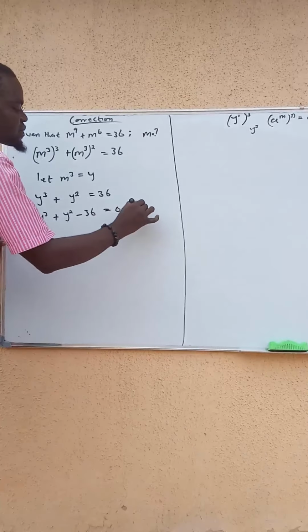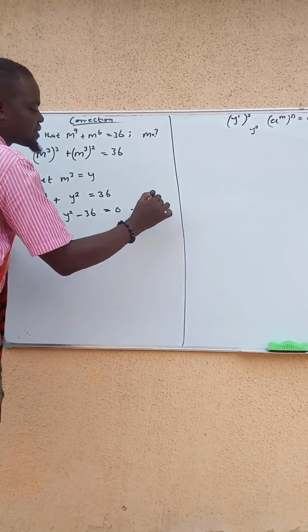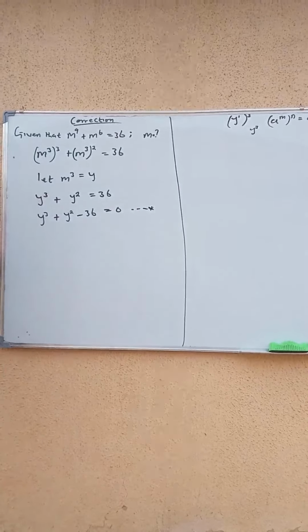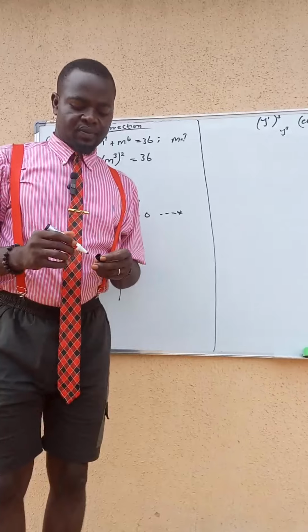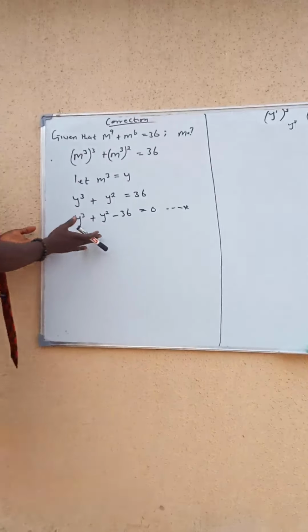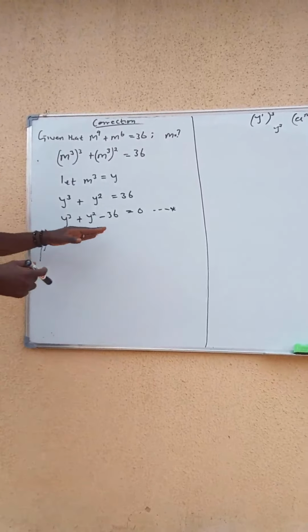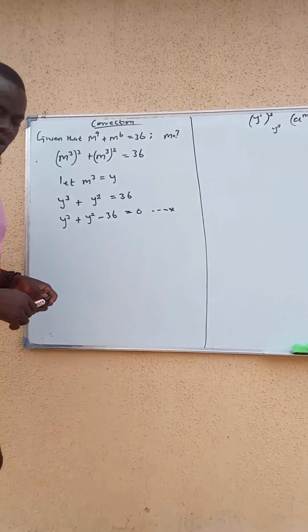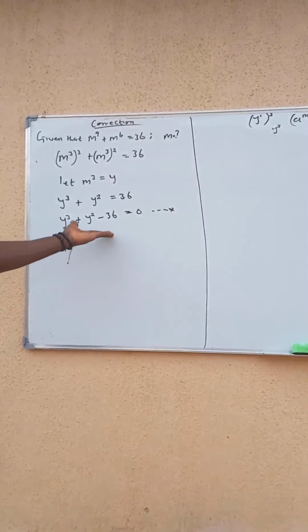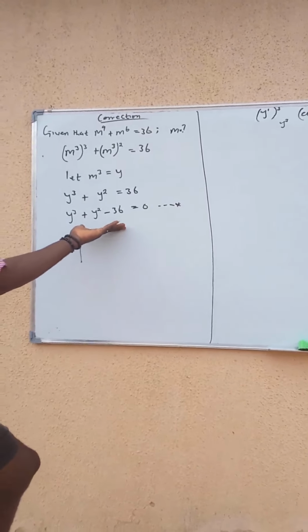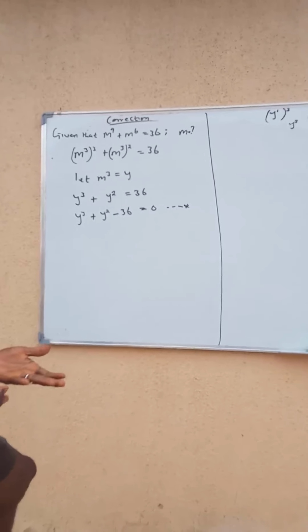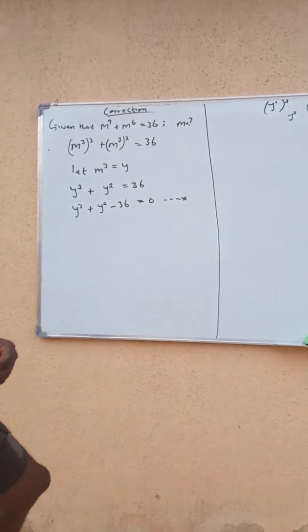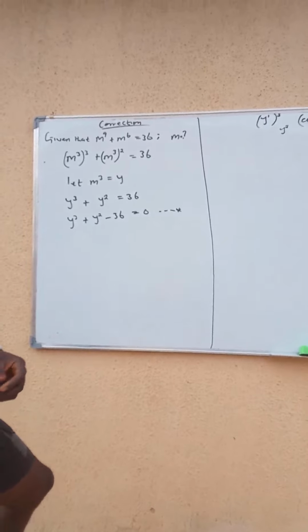You can say, okay, this is equation asterisk, in case you want to make reference to the equation. So I now have this. If you have this kind of equation, we call it a polynomial of degree 3. So how do we solve it? How do we find the value of m? Let's go there.